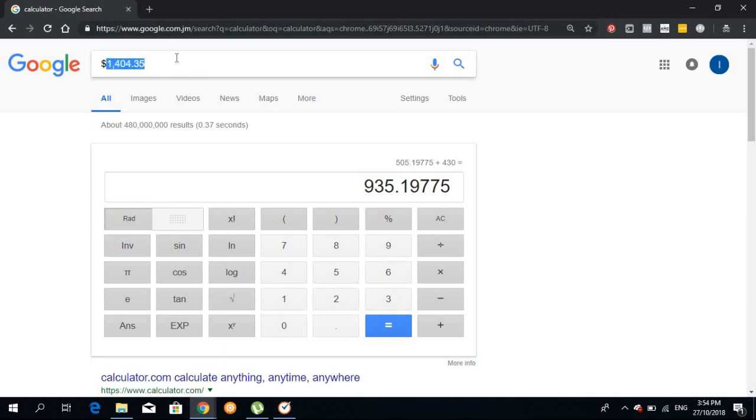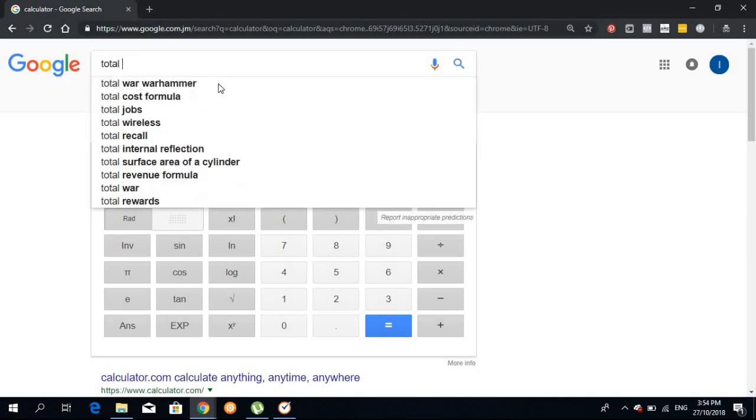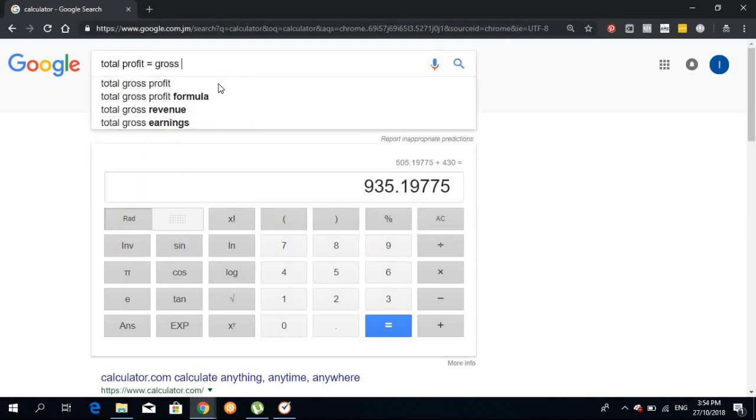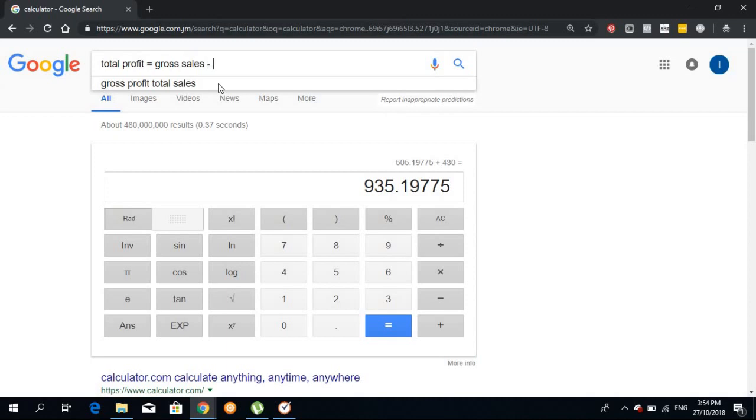So your total profit is equal to your gross sales minus your product cost minus your fees minus ads cost, and that's your total profit.